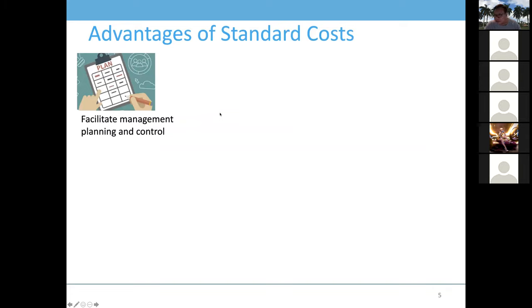What are the advantages of the standard cost? Okay, so it's a very useful planning and control tool, right? You have a plan to do things, okay? So hopefully you guys also have a plan when you are juggling all the different commitments. You are working, you are studying, lots of other activities. You need to have a plan.